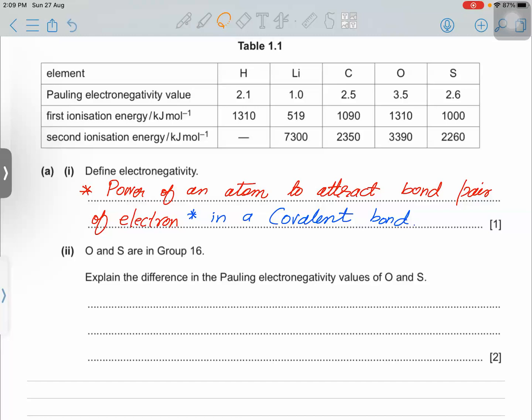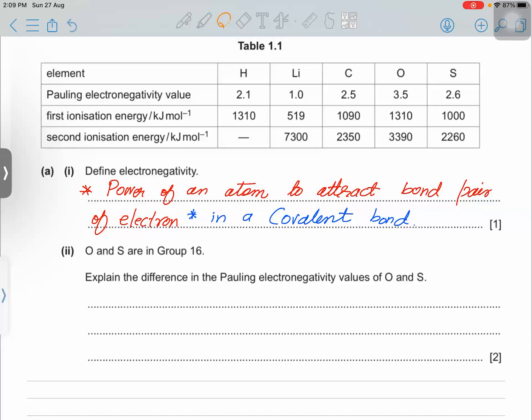Now look at the periodic table and tell me the position of oxygen and sulfur. Either both of them are across the period or down the group, right? They're down the group. So, which element has smaller radius? Oxygen. So, oxygen has a smaller radius, less shielding, more attraction. That's why electronegativity of oxygen is greater than electronegativity of sulfur.